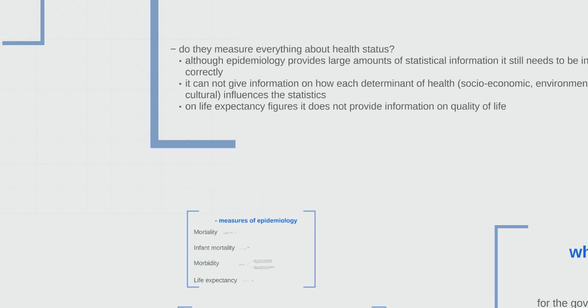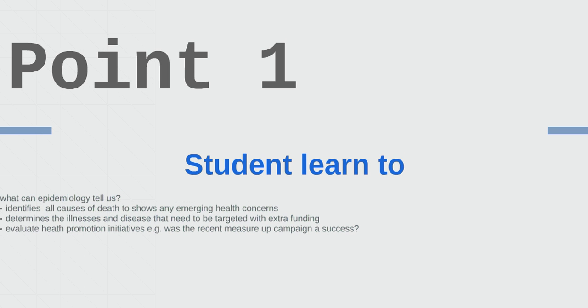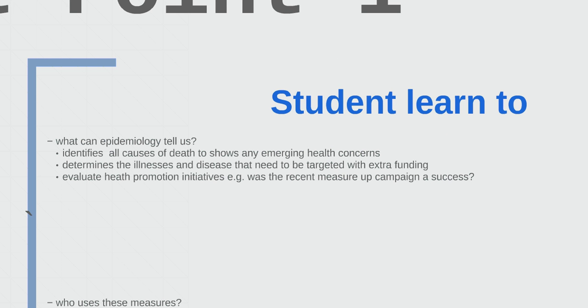So we now go to the right-hand side of the syllabus, the student learn to, and there are three questions we're going to look at. The first question is, what can epidemiology tell us? And I've got 3 points there. It identifies all causes of death and shows any emerging health concerns. So, for example, as I mentioned before, it will raise the issue of diabetes being a major concern in this country. It also determines the illnesses and diseases that need to be targeted with extra funding.